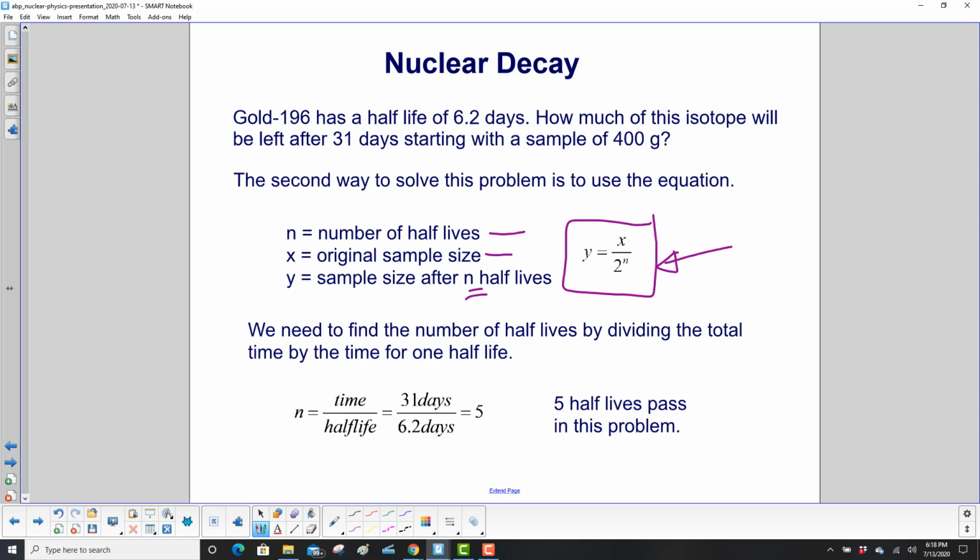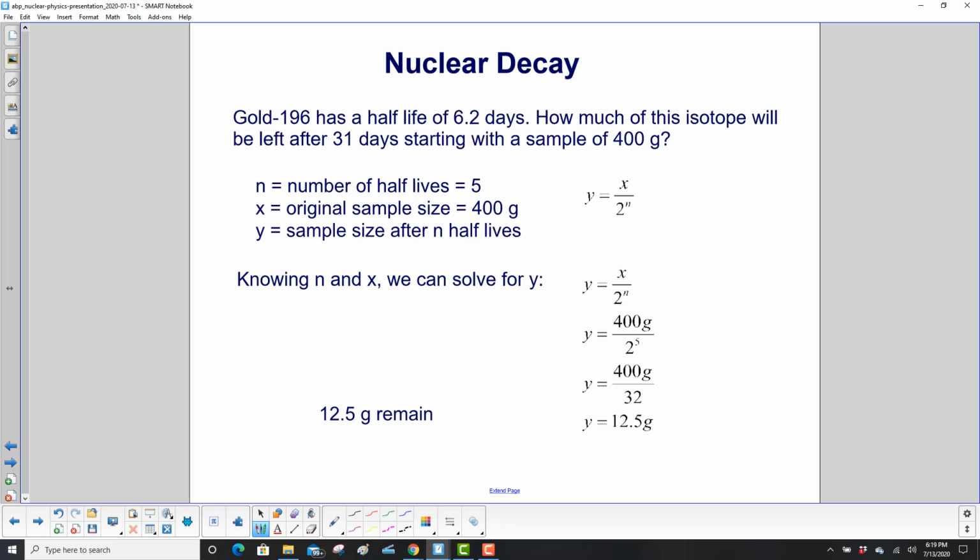Algebra always works. So in this case, we have to find the number of half-lives, so we divide the total amount of time that we want to elapse, and that's 31 days, by the half-life. So in this case, 31 days over 6.2 days, we have 5 half-lives. So that's pretty cool. Here's our equation. Y is x over 2 to the n. We know that x, our original, is 400 grams. We have 2 raised to the power of 5 because we have 5 half-lives.